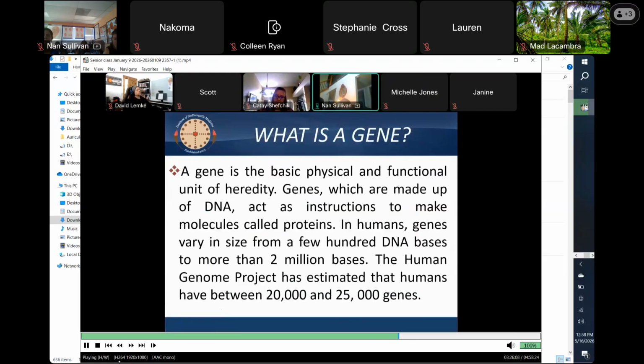What is a gene? A gene is the basic physical and functional unit of heredity. Genes, which are made up of DNA, act as instructions to make molecules called proteins. In humans, genes vary in size from a few hundred DNA bases to more than 2 million bases. The Human Genome Project has estimated that human beings have between 20,000 and 25,000 genes.